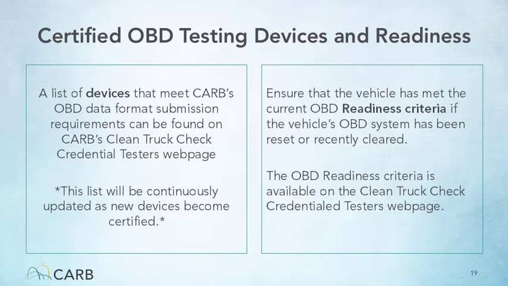A list of devices that meet CARB's OBD data format submission requirements can be found on CARB's Clean Truck Check website. This list will be continuously updated as new devices become available. Testing devices that do not require a Clean Truck Check tester to perform the inspection will be designated as such on CARB's Clean Truck Check webpage. Please refer to the OBD readiness criteria requirements on the Clean Truck Check Credentialed Testers page for the most up-to-date requirements.